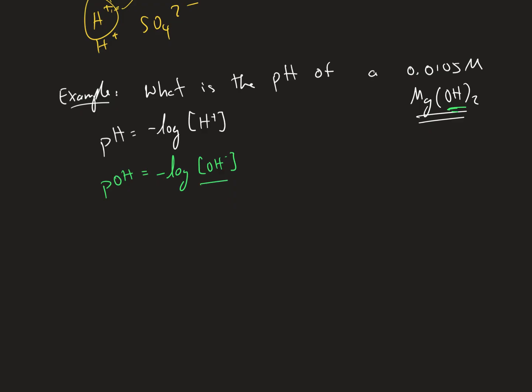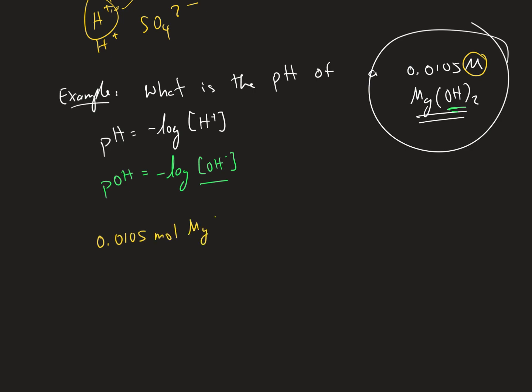Okay, do I know my hydroxide ion concentration? Can I find it? Where do I start? With what we know, right? Start with what you know. This is what we know. So we can start with 0.0105. How should I write that? Moles of magnesium hydroxide per 1 liter of solution. Y'all with me? Okay. All right, now what?